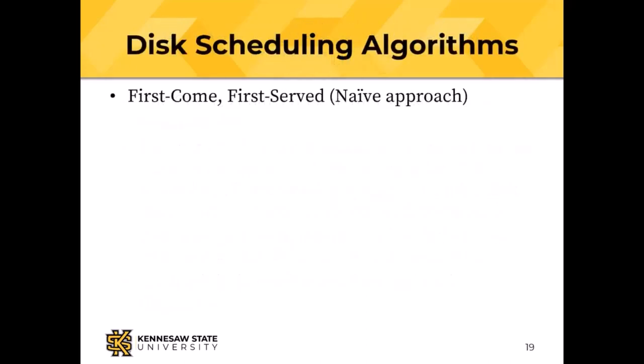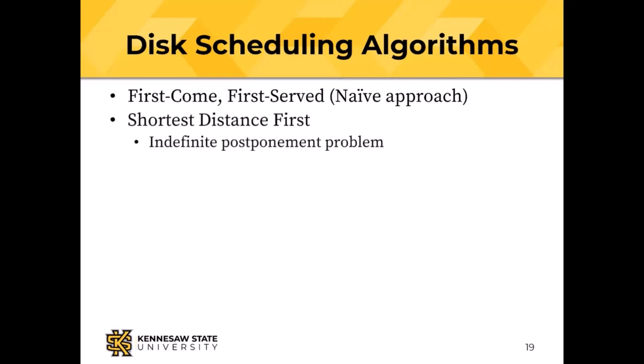The first-come, first-serve algorithm is a kind of naive approach. We can be all over the surface of the disk, seeking forward, backward, and maybe even sideways. Shortest distance first starts to make sense because, remember, the time it takes to move the head is roughly proportional to the distance. There's some start and stop time in there too, but it's roughly proportional to the distance. The problem with that is that a process that needs a disk block far away can be postponed indefinitely. We've got some processes using the outer edge of the disk. I've got one that needs the inner part of the disk. It can be postponed indefinitely.